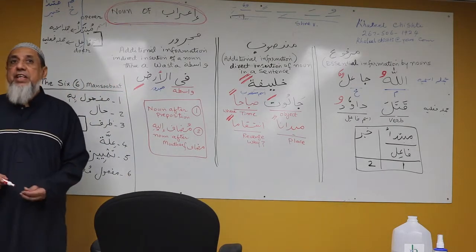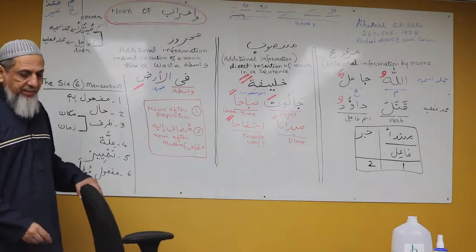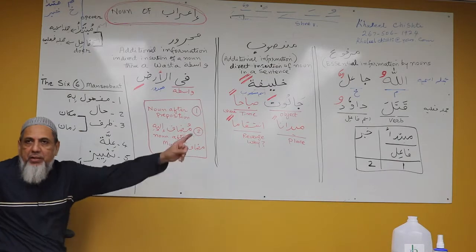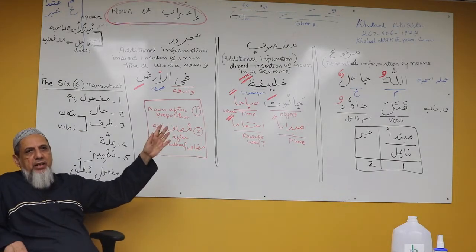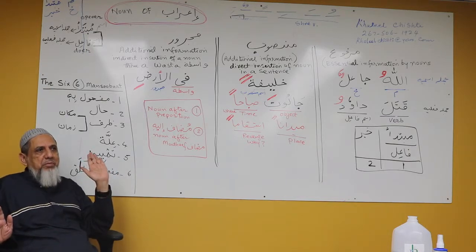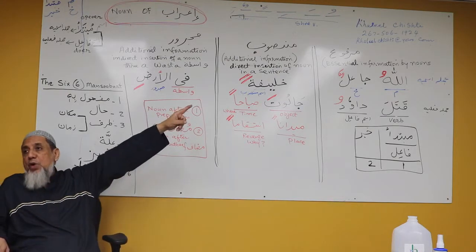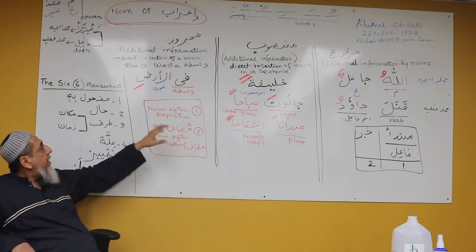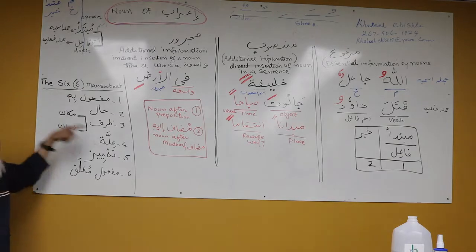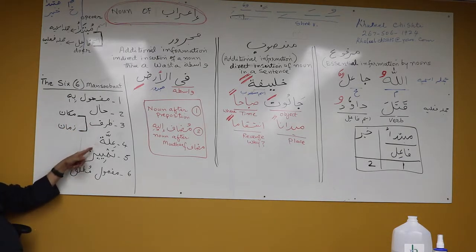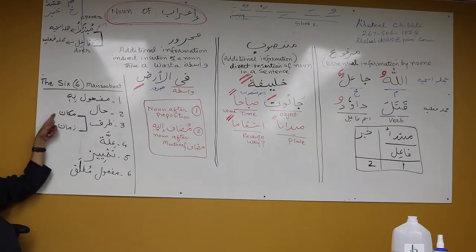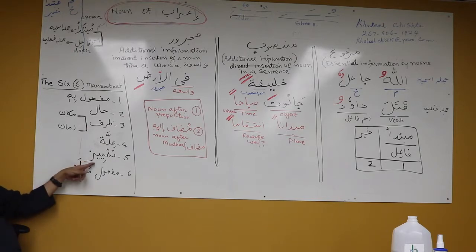Now, I want every one of you to memorize this and repeat after me and individually. Mubtada, khabar, fa'il, khabar. Mubtada, khabar, and mubtada is also called fa'il. Mubtada and khabar, those are the two marfu'an. And there are six mansubat: maf'ul bihi, hal, zarf makan, zarf zaman, illa, tamyiz, maf'ul mutlaq.